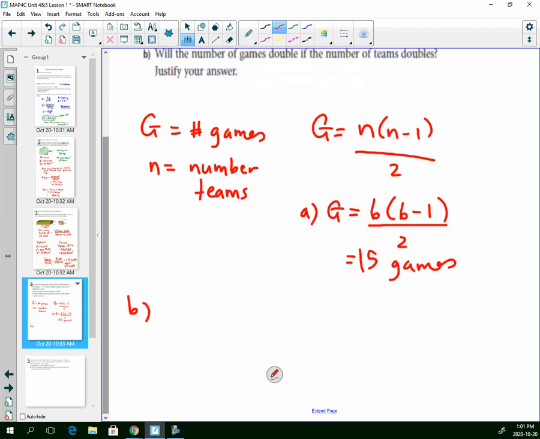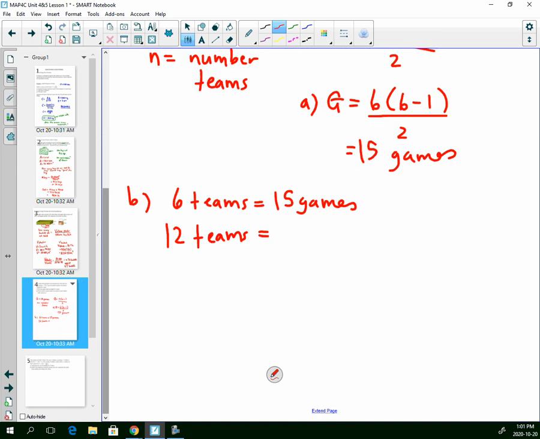The second part says, will the number of games double if the number of teams double? Justify your answer. So when we want to justify our answer, we want to have some sort of proof, right? So some sort of mathematical proof that will support our answer. So we know that 6 teams equals 15 games. So let's double up the number of teams. So let's do 12 teams and see if that gives us 30 games, right? And then that will prove whether we're right or wrong. So I'm going to put in 12.